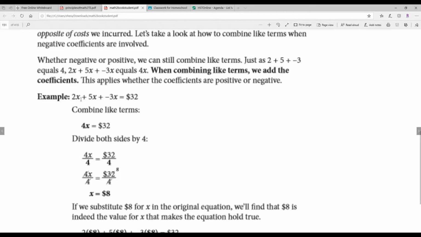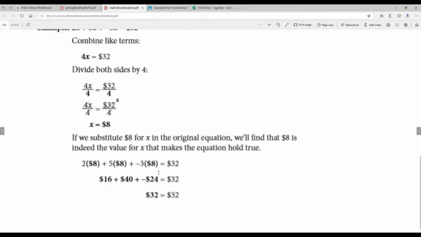So here's our example. 2x plus 5x plus negative 3x equals 32. Combine like terms first. That's your first step. So 2x plus 5x is 7x. Okay, so 7 plus negative 3 gives you 4x equals 32. Then you would divide both sides by 4 to get x by itself. X equals $8. And then you can substitute that back into the original problem and make sure that it's correct.